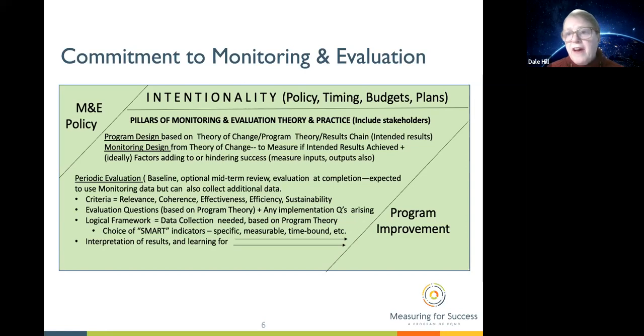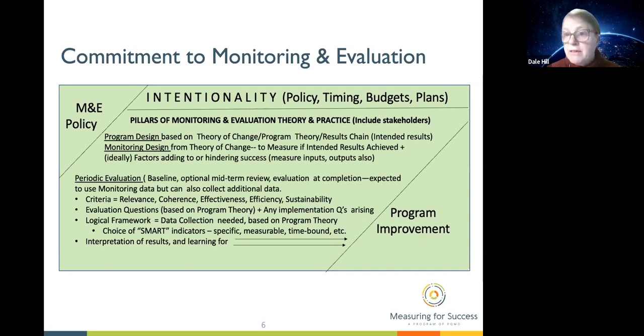For periodic evaluation, we have several tools, and this can be done at the beginning of a project. We highly recommend a baseline collection of data. There's a midterm review optional, and evaluation at completion. The evaluation will probably use some of the monitoring data, but can also collect additional data. So these are the tools that M&E literature gives us.